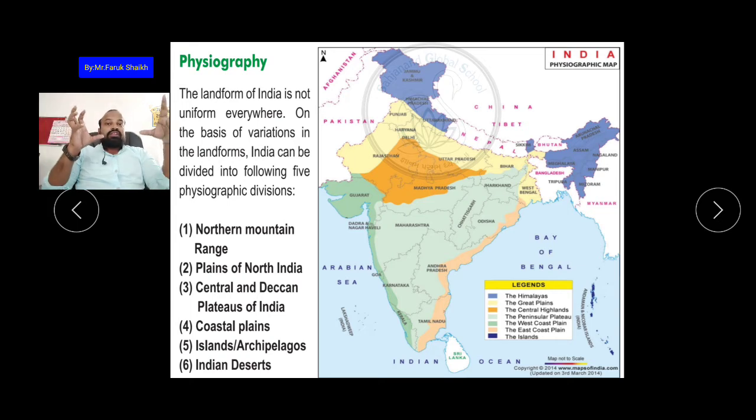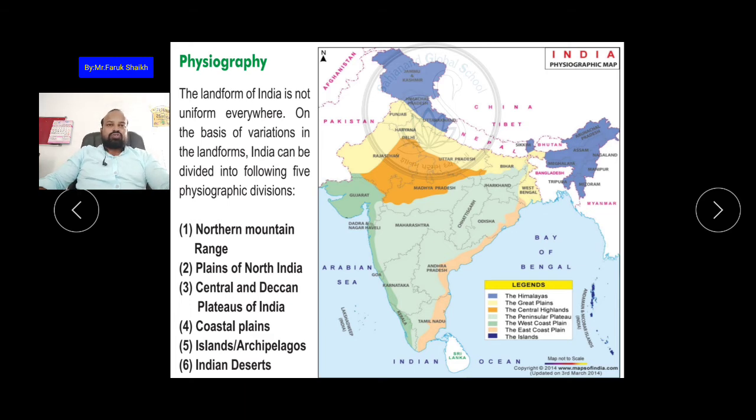Means our India does not have the same physiography. There are islands, deserts, plateaus, plains, beaches, valleys, so much diversity in the physiography. So the landform of India is not uniform everywhere. On the basis of variation in the landform, India can be divided into the following physiographic divisions.